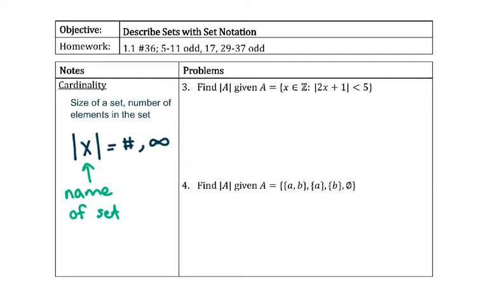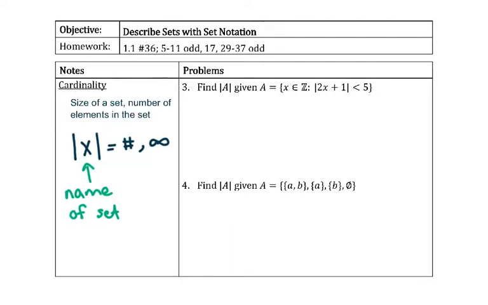Now, if we're asked to find the cardinality of A, given A is equal to the set of the integers x where the absolute value of 2x plus 1 is less than 5. So what you'll often do is when you see an equation, you just want to start by solving it, because what this is asking is the integers that are the solution to this equation. So let's start by quickly solving the absolute value.